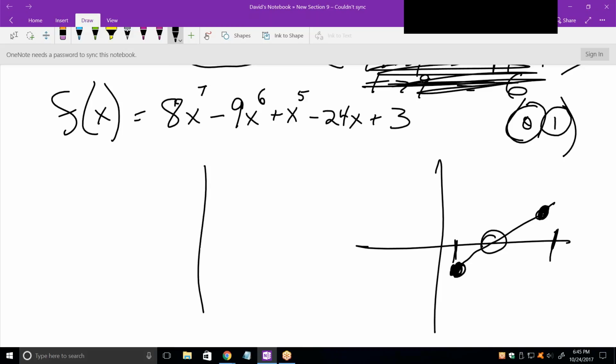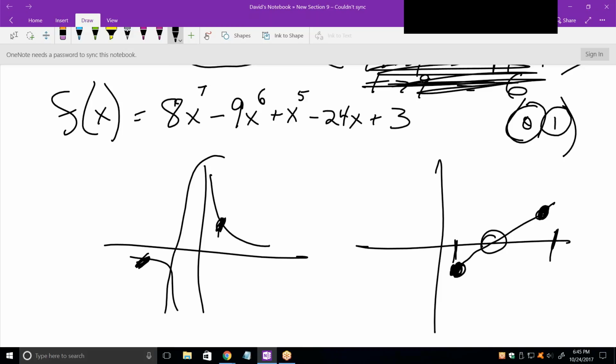There are some functions that will do that. The hyperbolic function goes from negative to positive without ever crossing the x-axis. The thing is that it is not differentiable right there at x equals 0. It's not continuous and it's not differentiable. So that's not an example of this.